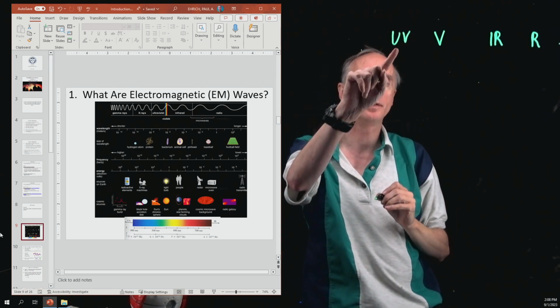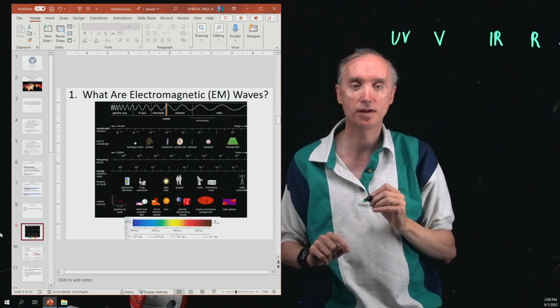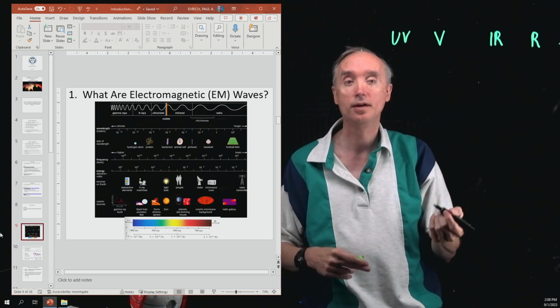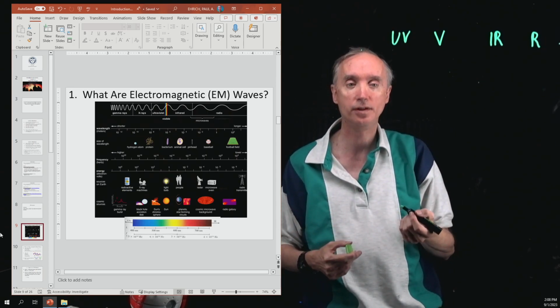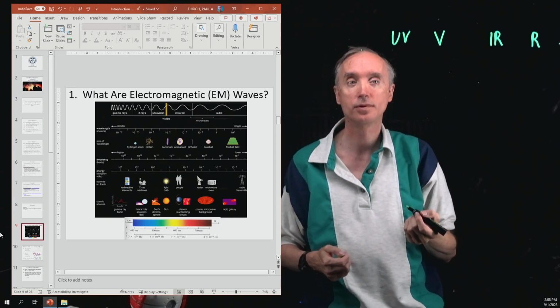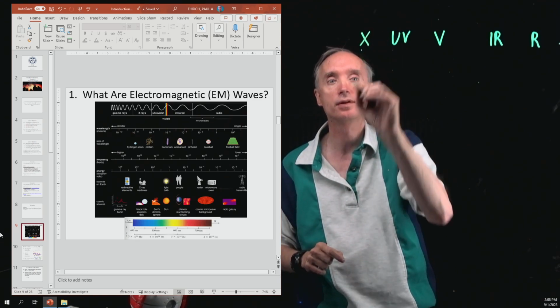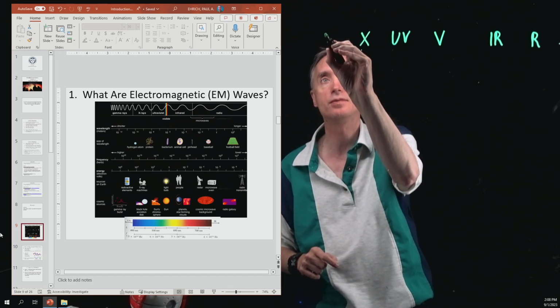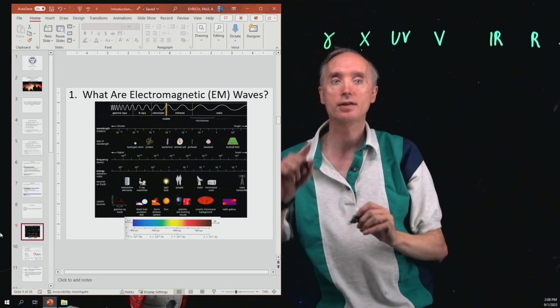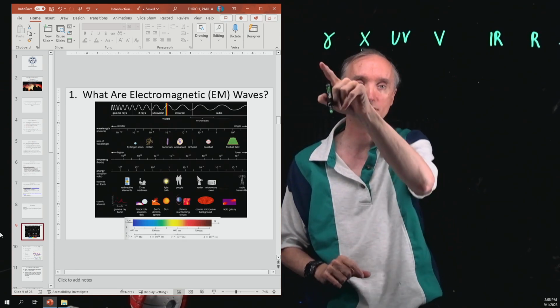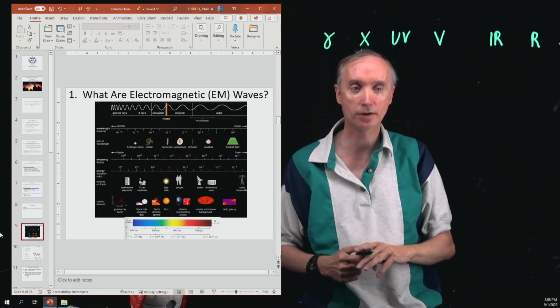So ultraviolet is the stuff that you get from the sun. It could give you a sunburn. It could also give you skin cancer. It could also give you cataracts. Then next to the ultraviolet is going to be X-rays. And then finally, next to that is going to be the gamma rays. And this is the Greek letter G called gamma. So this is the electromagnetic spectrum.